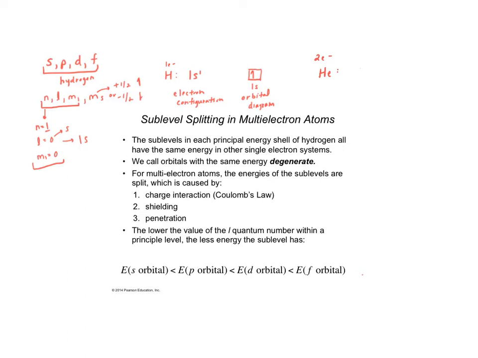Okay, so we got to helium, and now we have 2 electrons. We need to figure out, comparatively to hydrogen, where that second electron goes. That's when we introduced the Pauli exclusion principle. The Pauli exclusion principle states that no two electrons in an atom can have the same set of 4 quantum numbers, right?